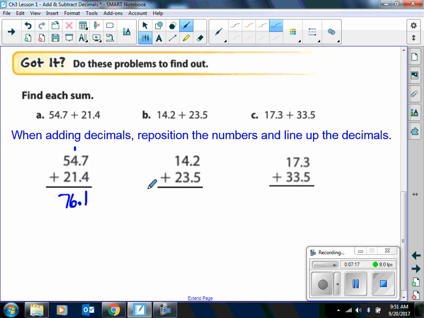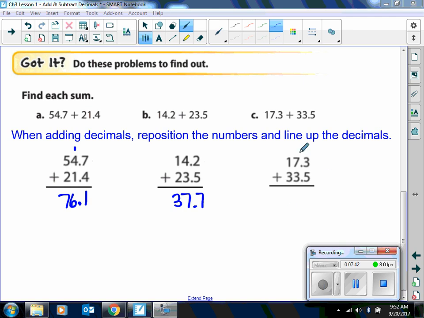Same thing with example 2. We have 14 and 2/10 plus 23 and 5/10. You line up the decimals. And here you can just bring down the decimal if you want to. Just put it down like that. And then we have 2 plus 5, 7. 4 plus 3, 7. And then 1 plus 2 is 3.